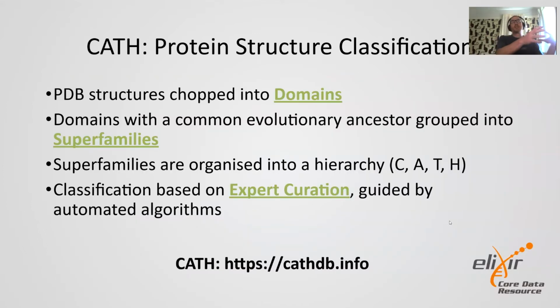So we take structures from the PDB, we chop them into structural domains. Domains that have a common evolutionary ancestor are grouped into superfamilies, and these superfamilies are organized into a hierarchy, which basically puts these superfamilies in the structural space. And the hierarchy is where CATH gets its name, so class, architecture, topology, and homologous superfamily. And this classification is based on expert curation, which is guided by automated algorithms.